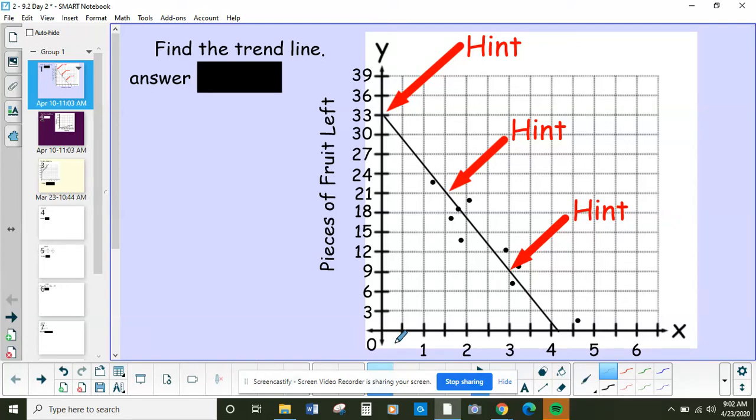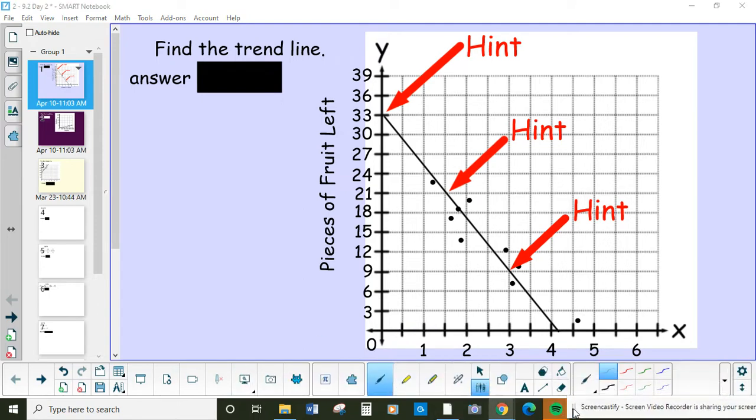All right, let's get started on our lesson 9-2, day 2 work today. We're going to continue with our trend line lesson. And so we need to find the trend line for this scatter plot.